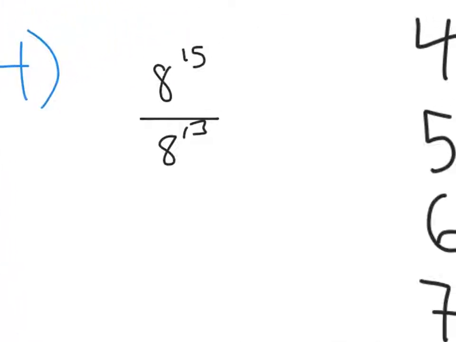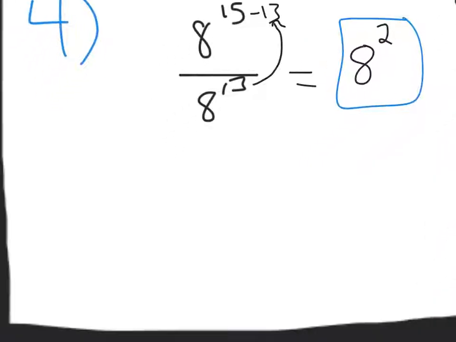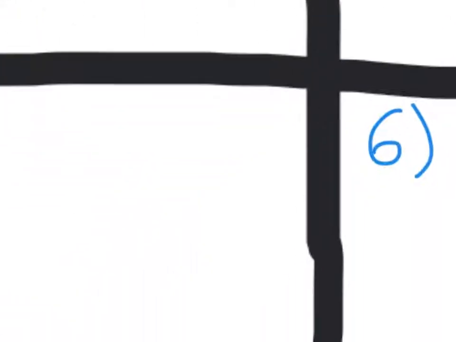So here I can actually just go ahead and move that up there. And that's just going to result in 8. And then 15 minus 13 is 2. So 8 to the 2nd power, or 8 squared. And that's your answer there. Easy peasy. Moving on. Number 5.